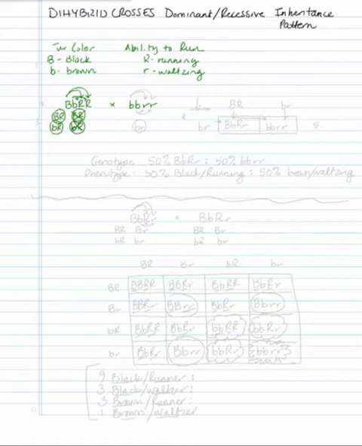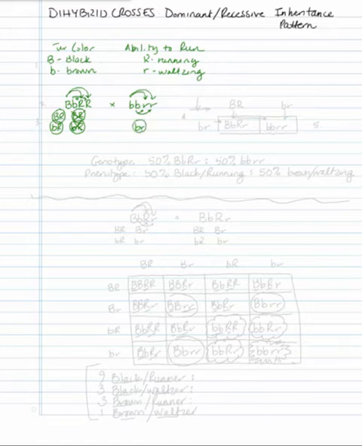Now, for the other parent, that is a brown waltzing mouse. If you notice, both alleles are the same, so no matter what chromosome ends up with which at the end of meiosis, little b, little r, that parent is giving a little b and a little r. So that's the only thing we're going to write down.